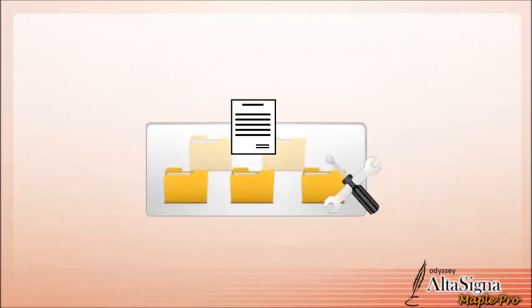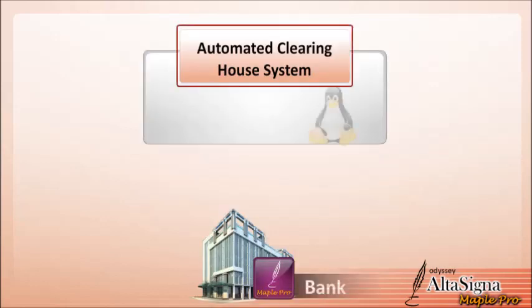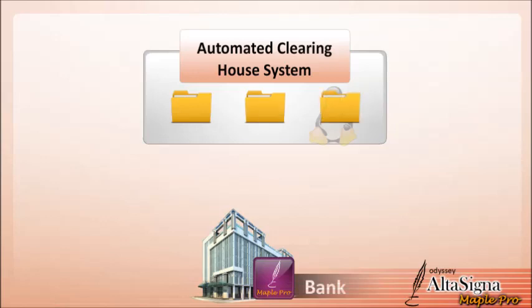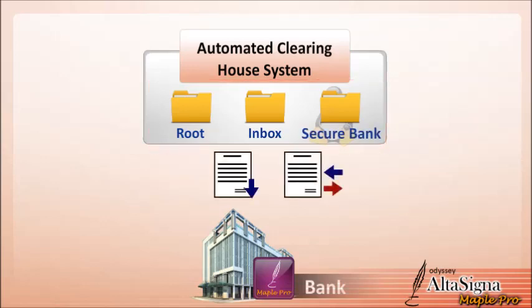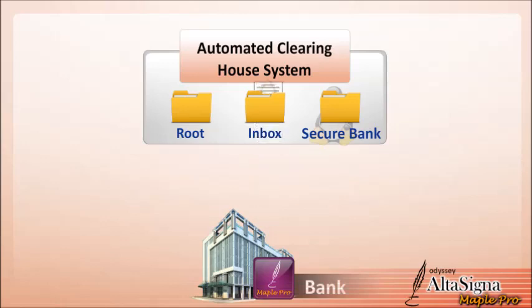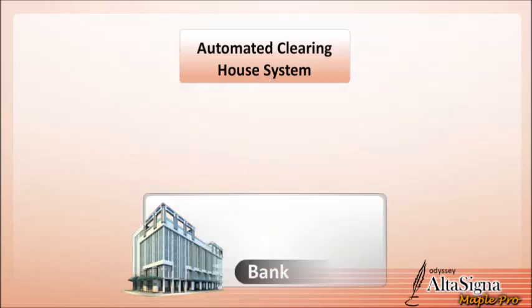You will now have to create and configure the folders where files get saved during transaction. The ACH system will by default create 3 folders in its home directory: root, inbox, and one with the bank name. These folders will be used for storing and processing the files that you upload to the ACH system or download from the ACH system.